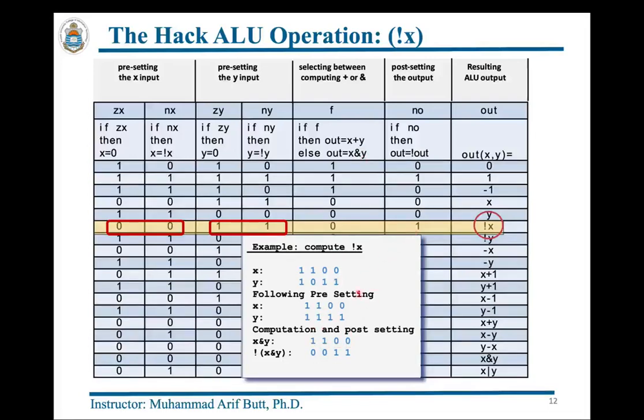And finally, since this NO bit is also 1, we need to negate the current value of out, and the current value of out is this. We need to negate this, so 0, 0, 1, 1. And you see the NOT X operation has been performed. The X was 1, 1, 0, 0, and now the value of output is 0, 0, 1, 1, which is NOT of X. So this is really great. Please repeat this part before you move ahead.